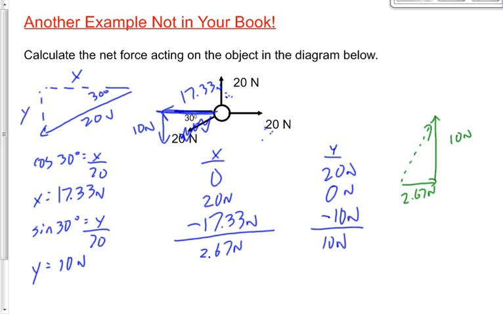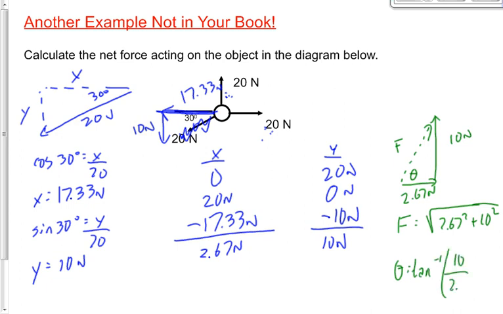But we can't just say Fx plus Fy. We've got to do the Pythagorean theorem to find the sum of those forces. So let's say F is the square root of 2.67 squared plus 10 squared. And then theta is the inverse tan of opposite over adjacent. Good? Okay, this half of the room, Tyler's side, you guys are going to find F and MJ's side of the room are going to find theta.